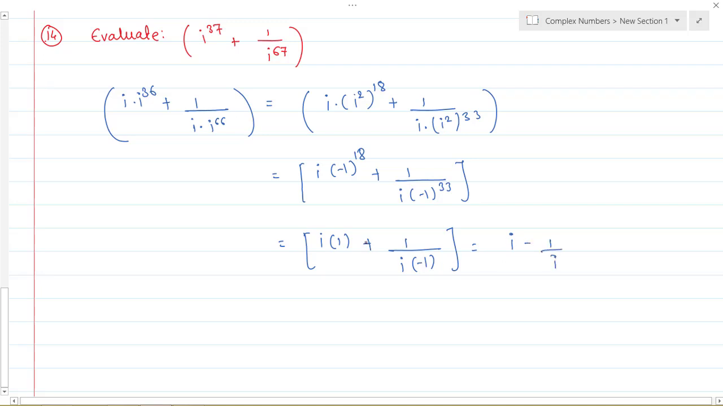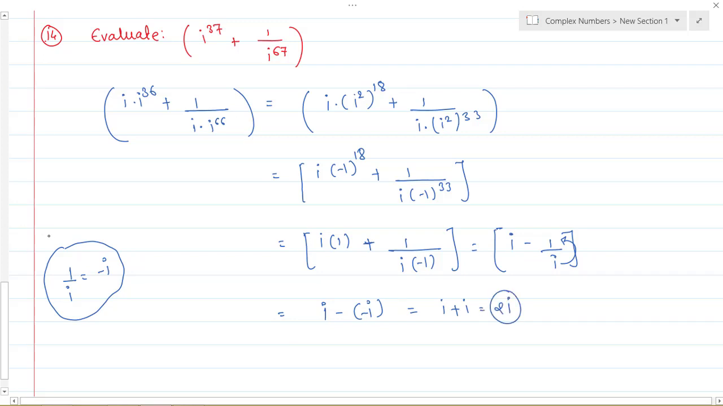Okay, so this minus goes here, so it becomes minus, so this i is as it is. And in the last video we have seen that 1 by i equals minus of i. Okay, so this we have proved already. So if I take this i in the numerator, it will change its sign. So this equals i plus i, this becomes 2i.